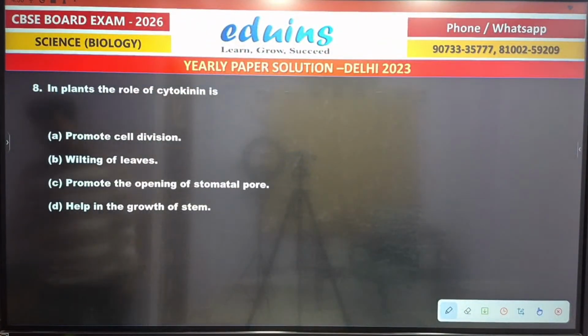The next question, that is in plants, the role of cytokinin. Plants में cytokinin का function क्या है? Promote cell division, wilting of leaves, promote the opening of stomatal pore, help in the growth of stem. क्या फंक्शन है साइटोकाइनिन का? Anyone?